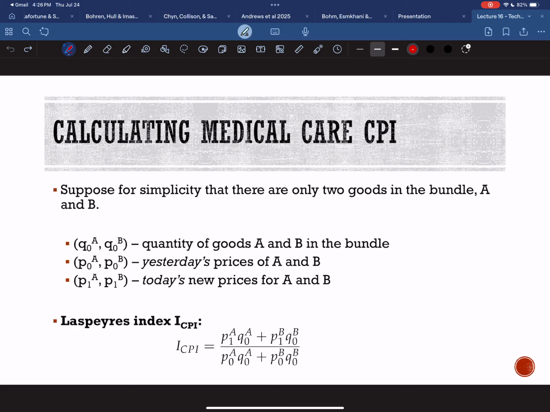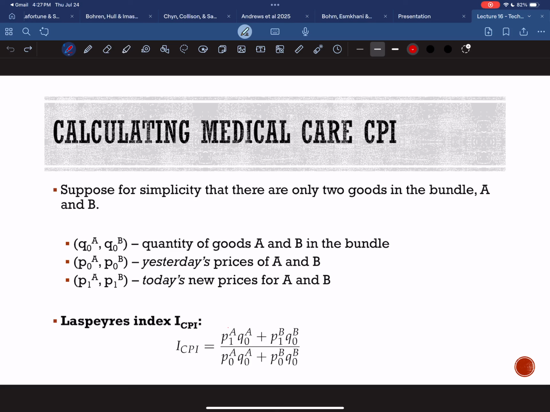And so if we use the quantity today, let's say the price of good A goes up relative to good B. Then we'd buy less of good A and more of good B, and that would understate inflation. And so instead, we use the quantity from yesterday in both the numerator and the denominator.